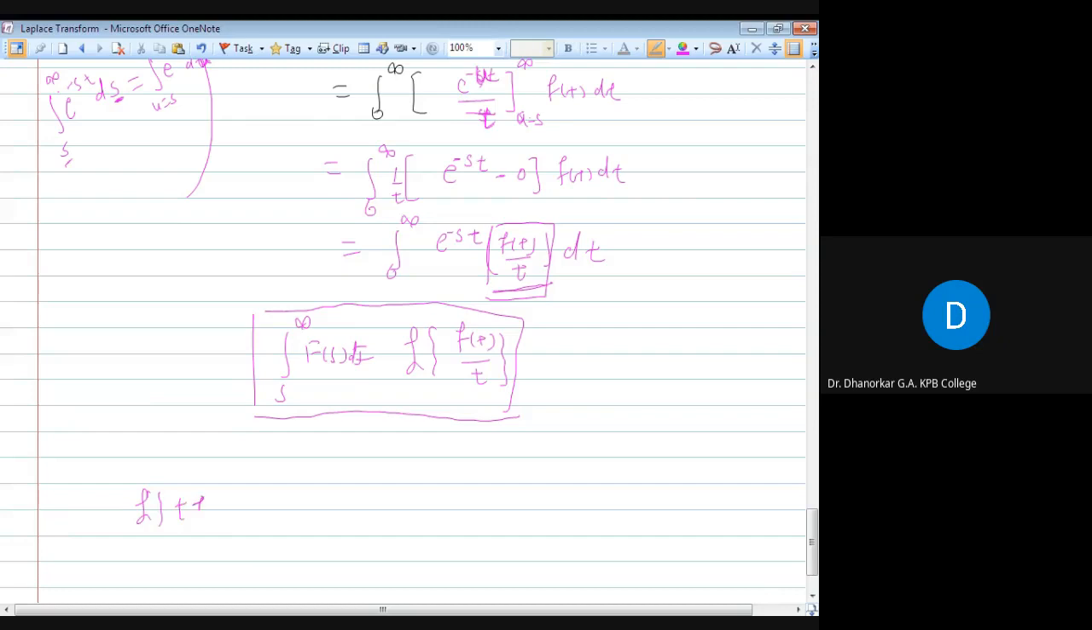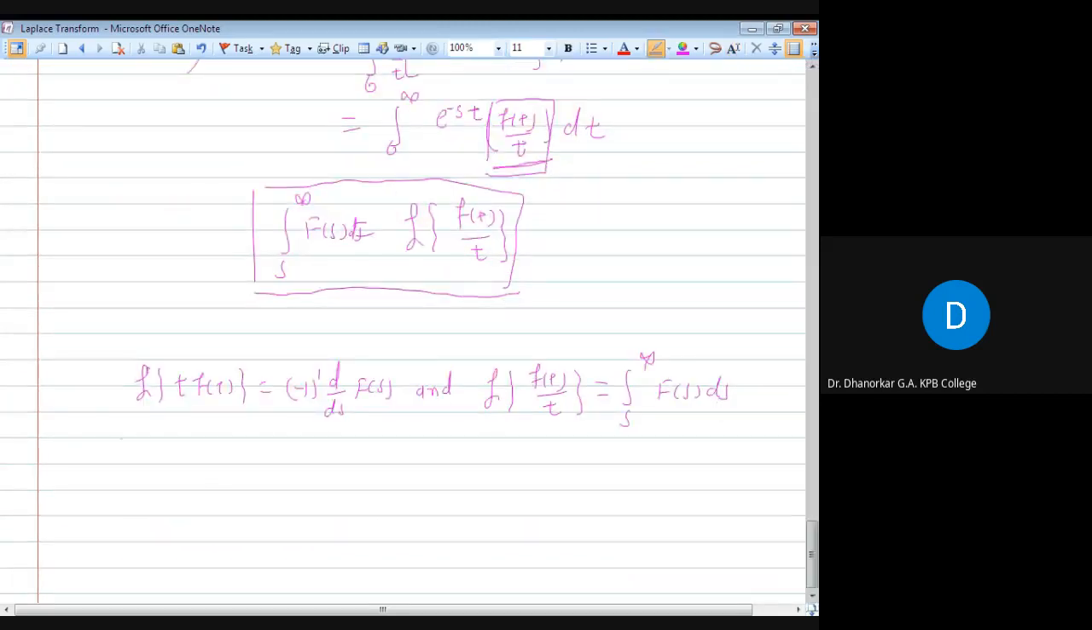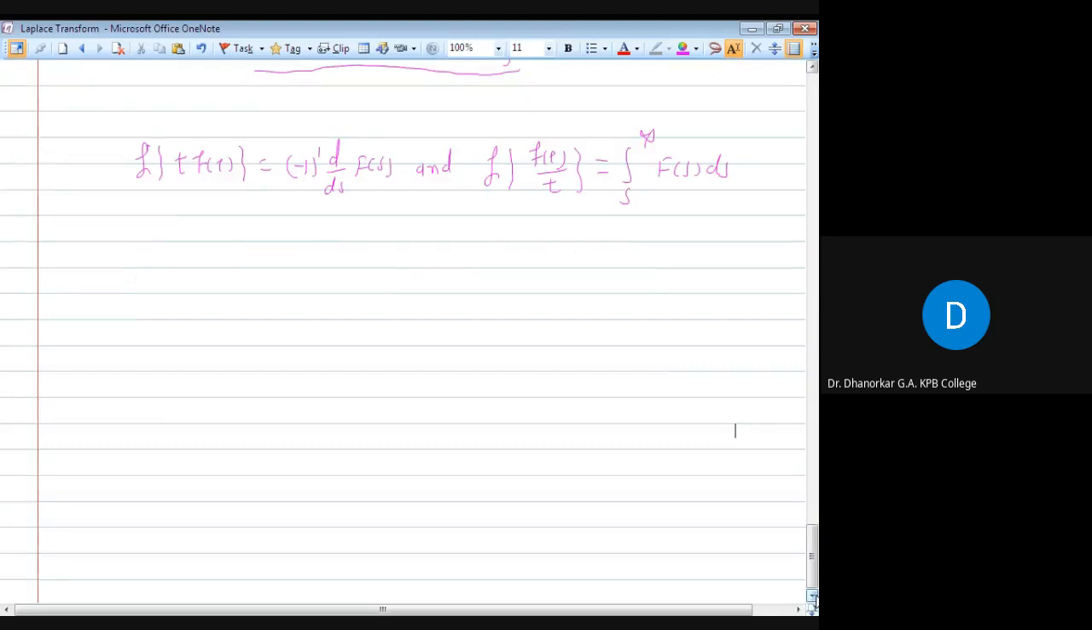Okay, I will write both results here. The Laplace transform of t into f of t is equal to minus 1 raised to power 1 into d by ds of F of s, and the Laplace transform of f of t divided by t is equal to integration from s to infinity of F of s ds. Again here, this power goes on increasing. What will happen here if we go on multiplying, or dividing by t goes on increasing, then what will happen?